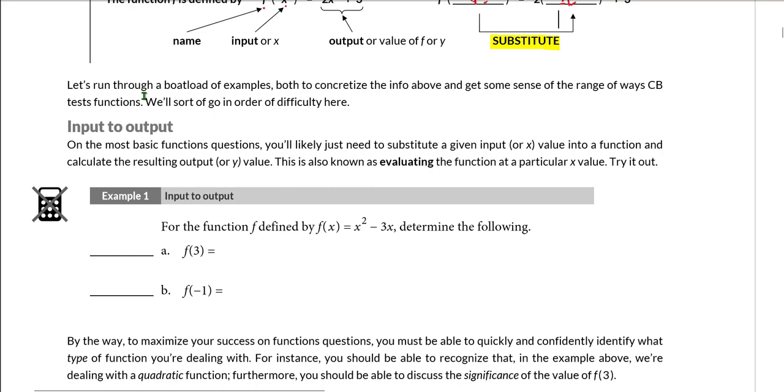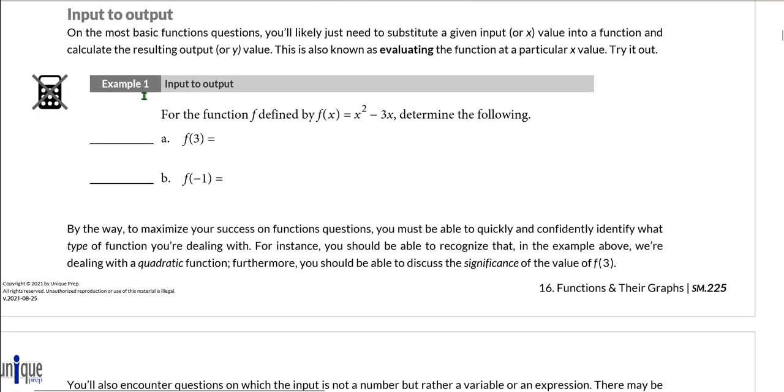We are going to run through a bunch of examples illustrating all the different ways that College Board likes to test functions, and the first and definitely the simplest way is input to output. In other words, we will be given an x value, and we will need to calculate the y or f of x value. Again, remember that that is synonymous with finding the value of the function. By the way, this is also known as evaluating the function at a particular x value. You may hear me use that word, evaluate the function.